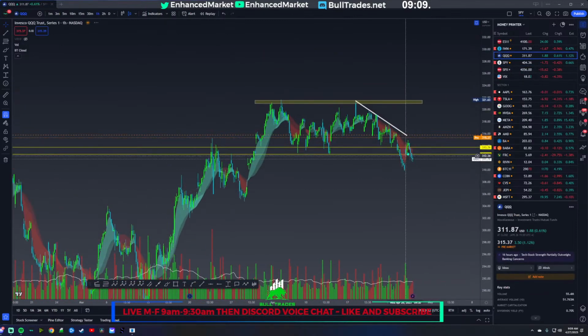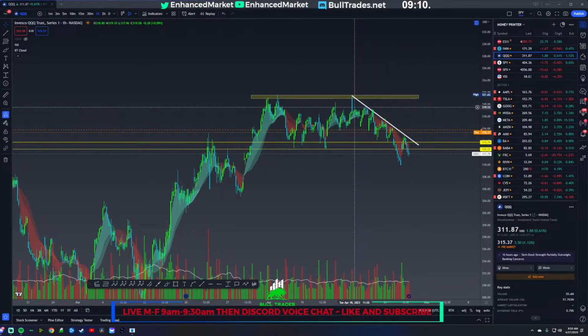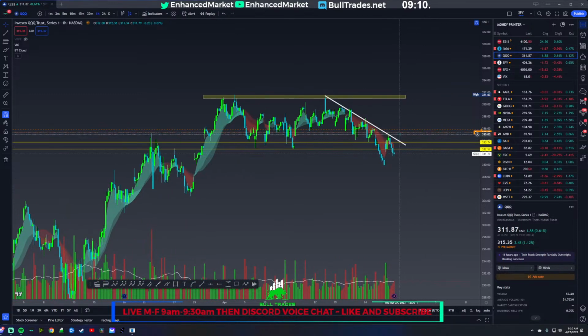Qs. All right, here are the Qs. Solid chart. We have this resistance. Rejected once, twice, 3 times, 4 times, 5 times. Now we're up 1.1% here in pre-market. If this double top can hold, 314.97 or just 315 to round it off, we should see continued upside.